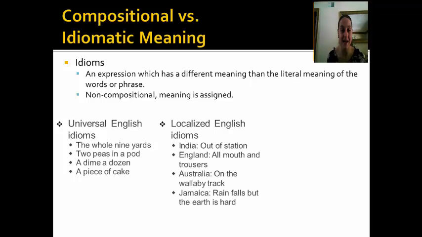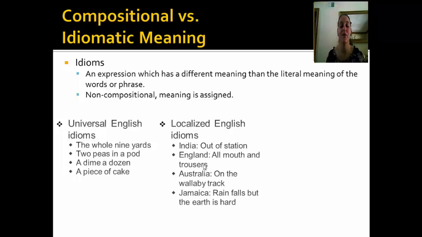Okay. So India, if somebody were to say out of station, what do you think it might mean? It actually means out of town. In England, when somebody says all mouth and trousers, right, you could probably guess what that might mean. Or maybe not. Maybe you'd get it wrong. And if you were to get it wrong, that would make sense because you don't live in that community which assigned the meaning onto that idiom. But it means somebody who boasts a lot.